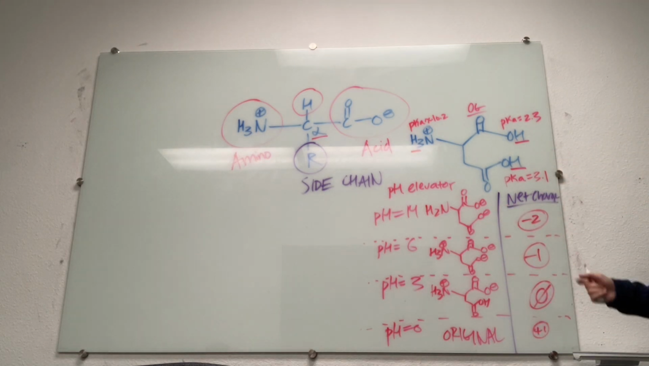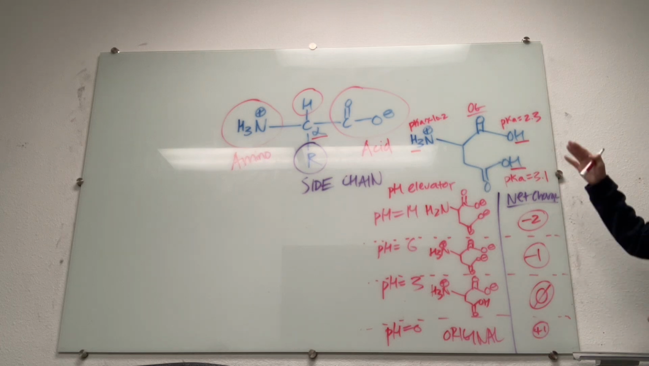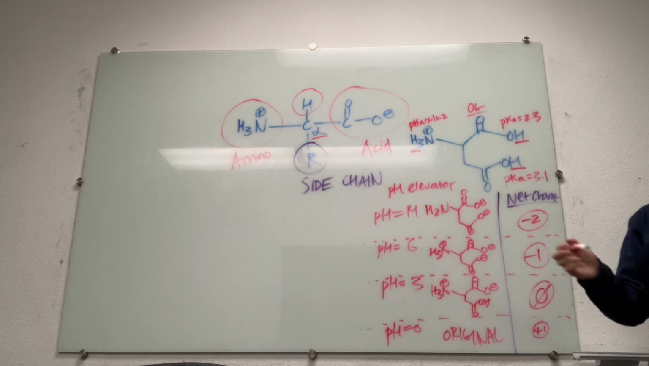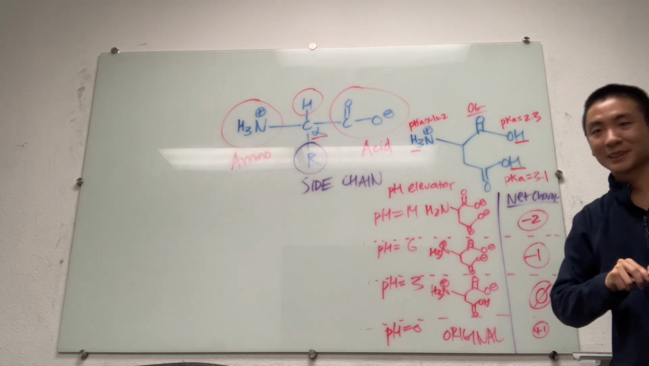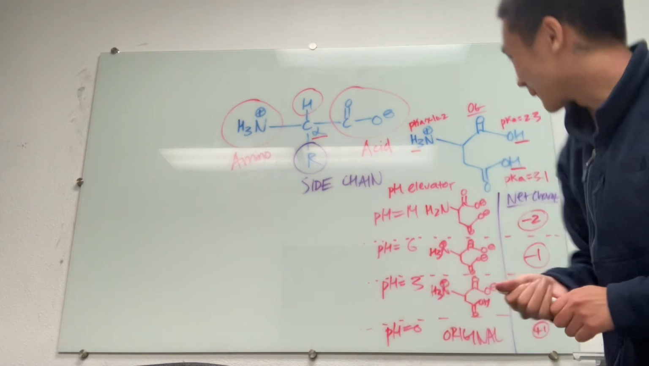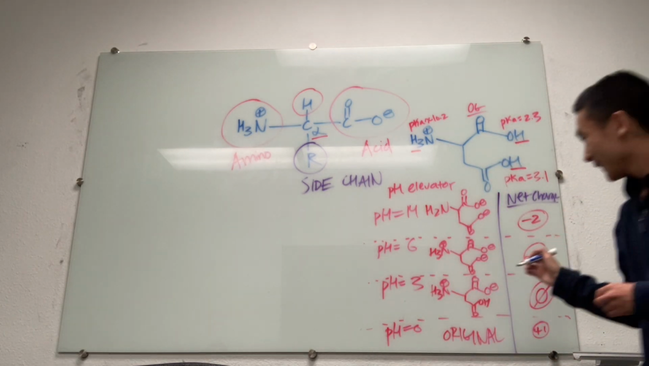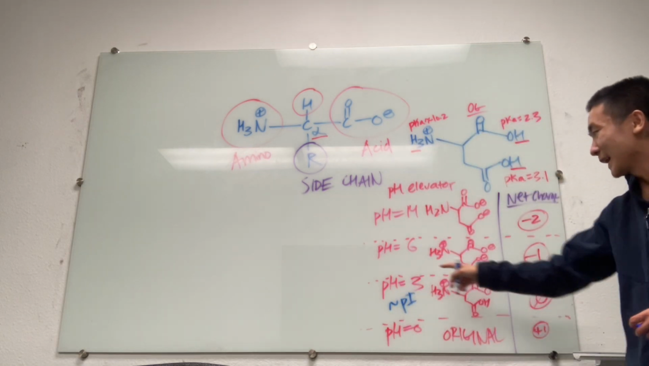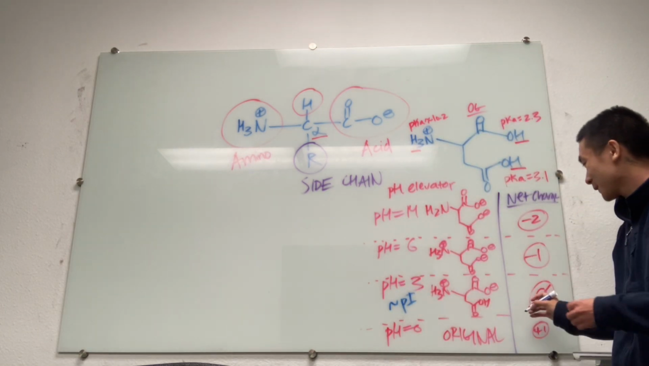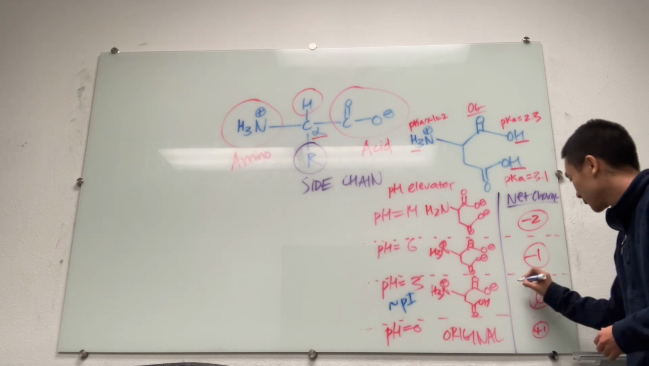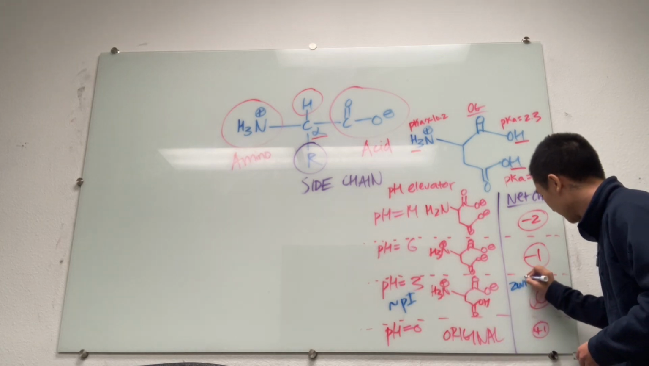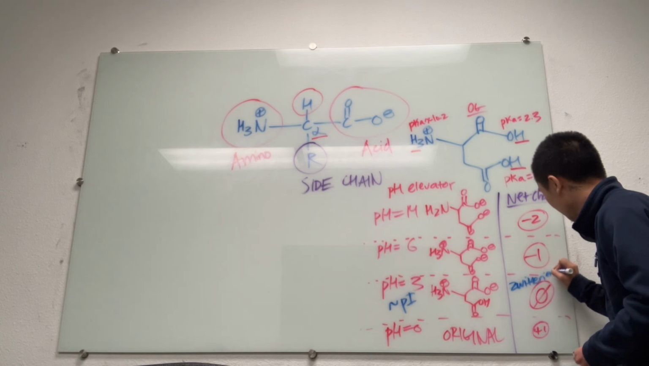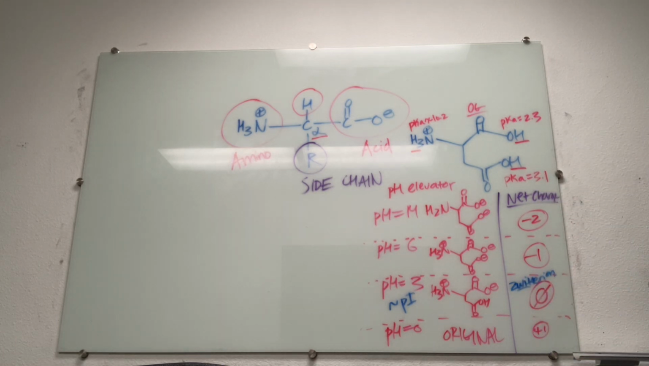Cool. And which one is the PI? At what pH would the PI be? pH of 3. Yes, because the charge is neutral. The PI would be somewhere around here, where the net charge is neutral, creating a zwitterion.